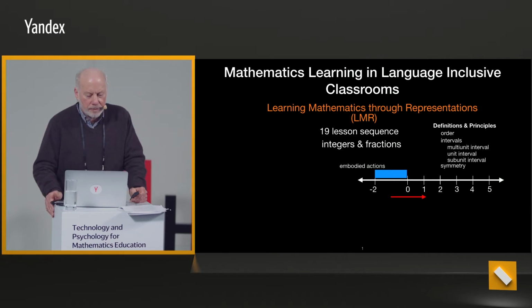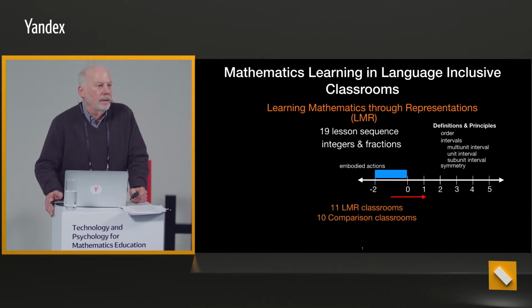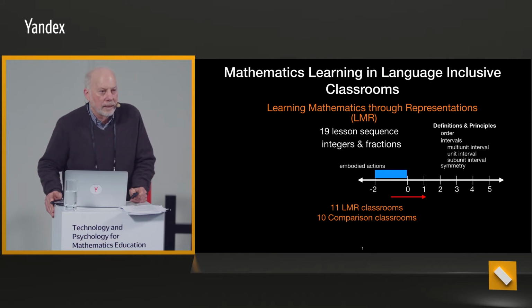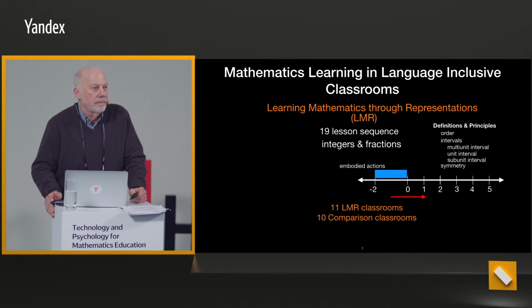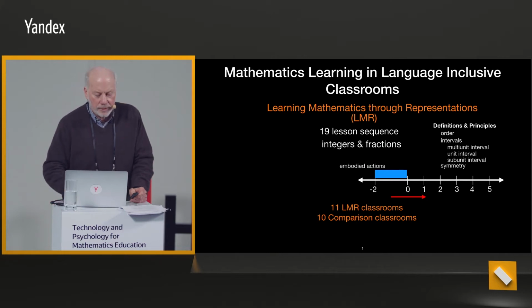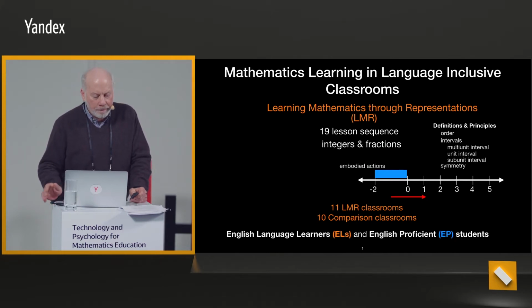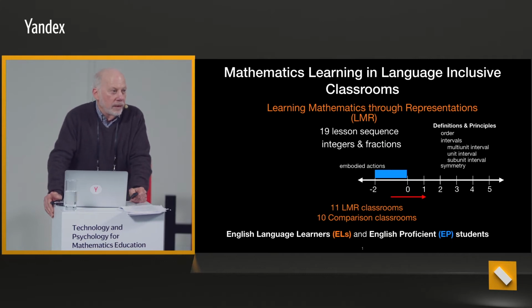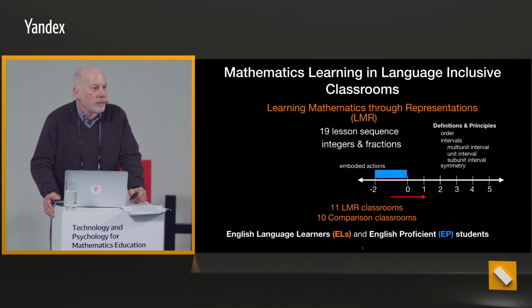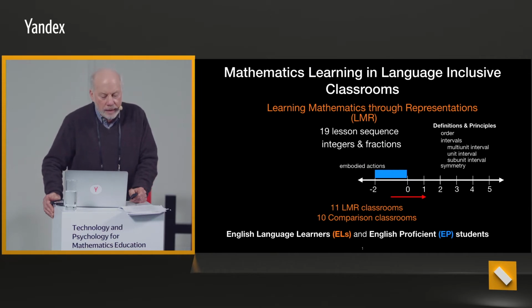In the study that I'll summarize, we focused on 11 classrooms that were implementing this LMR curriculum and 10 matched comparison classrooms. In this talk, I'm going to focus on kids who were English learners, that is, English was not their native language and they were not proficient in English, as well as kids who were English proficient. I'll refer to the English language learners as ELs in the subsequent slides, and the English proficient students as EPs.